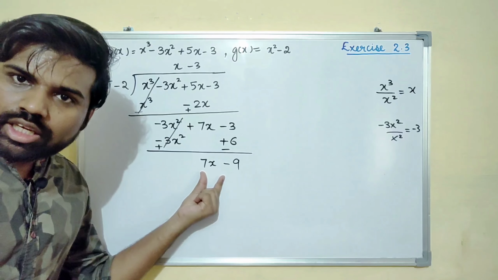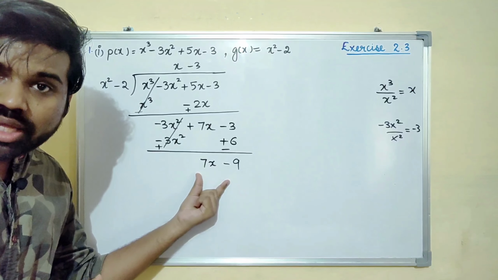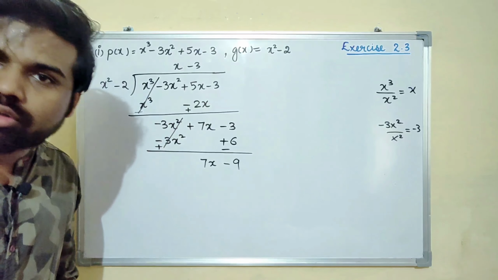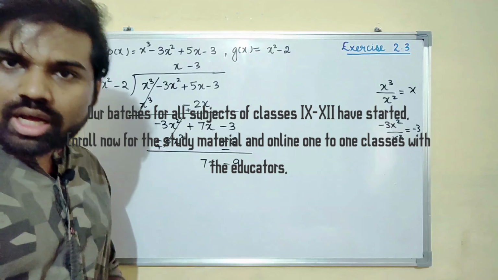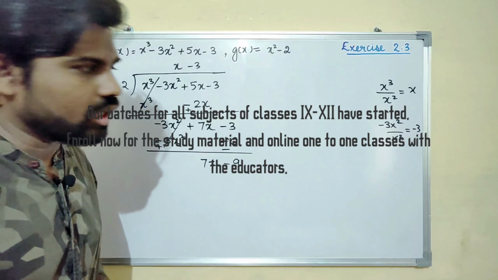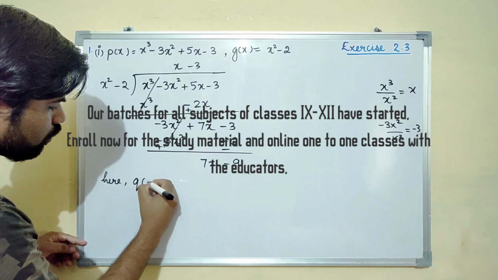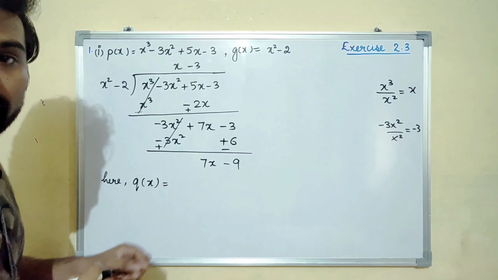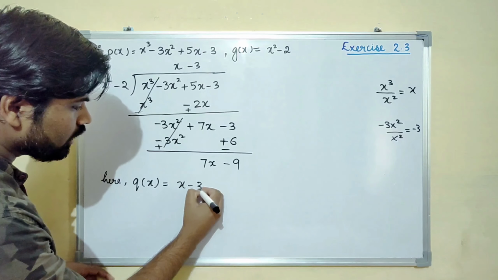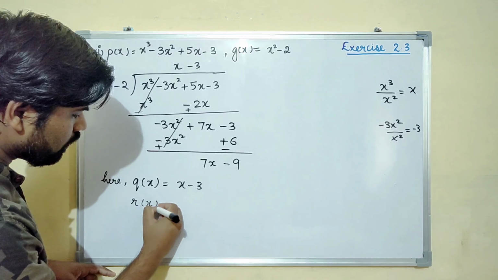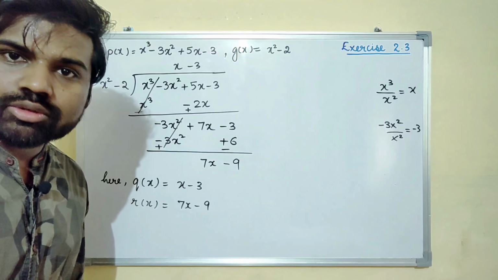Now you can see that the degree of the remainder is lesser than the degree of the divisor. That means you can't divide it further. That means this is your last step. Now what are they asking? They were asking us the quotient and the remainder. So here the quotient, which is represented by q(x), is x minus 3. This is your quotient, and the remainder is 7x minus 9. I hope you have understood this.